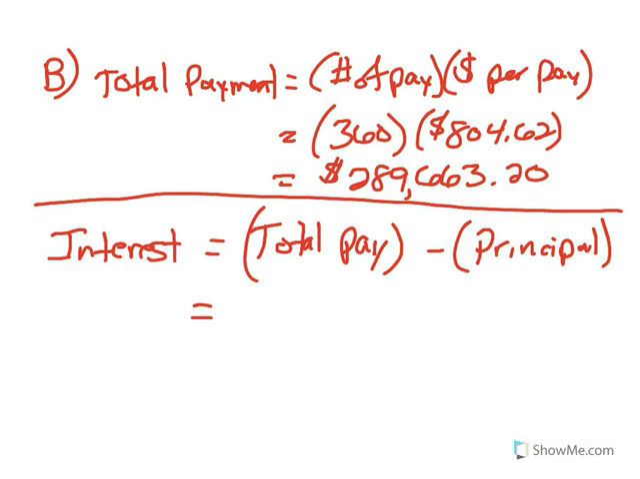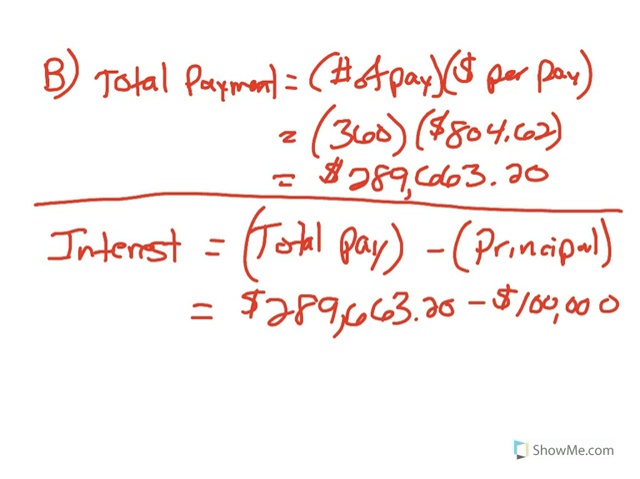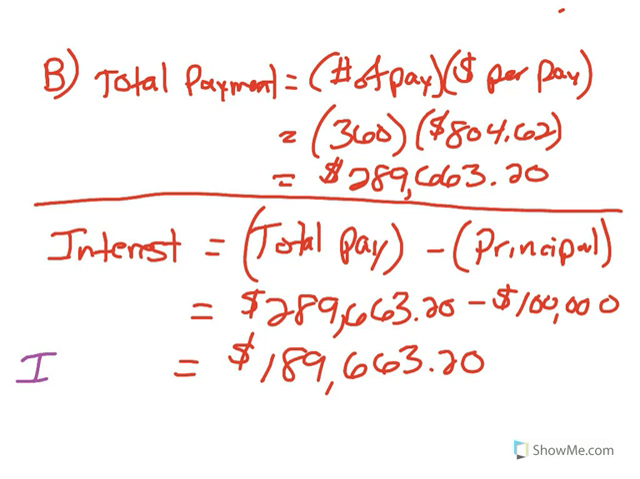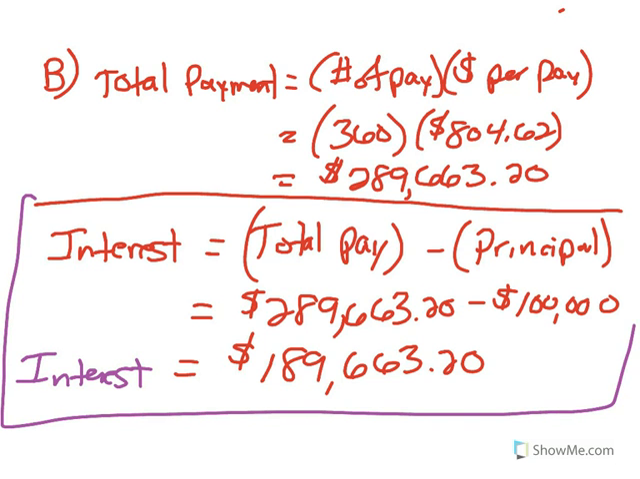You borrowed $100,000. That's 289,663.20 minus 100,000. Without using a calculator, that is $189,663.20. The house cost you $100,000. The loan cost you $189,000. If that doesn't shock you, the following will.